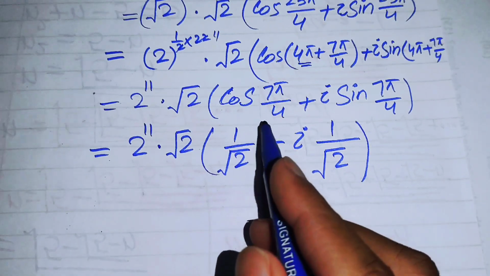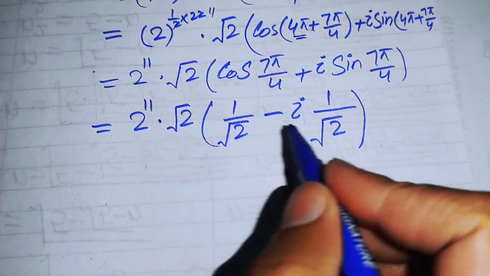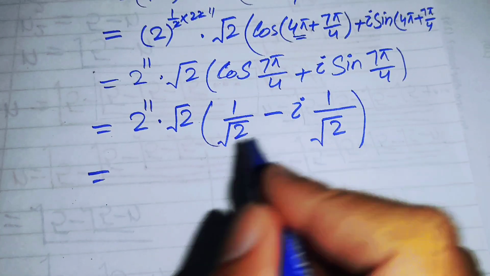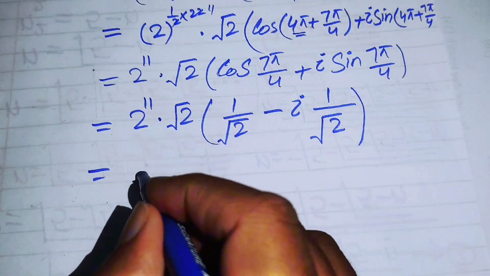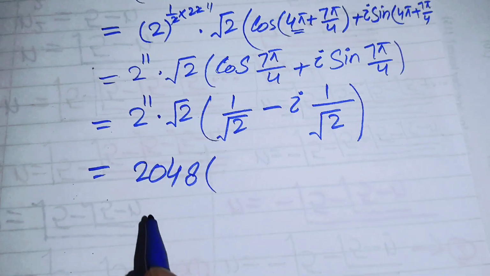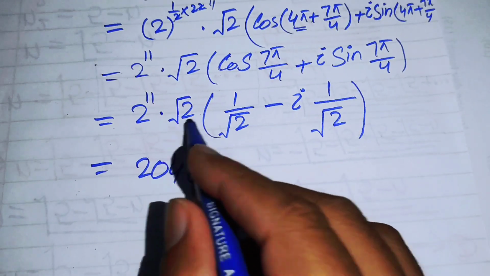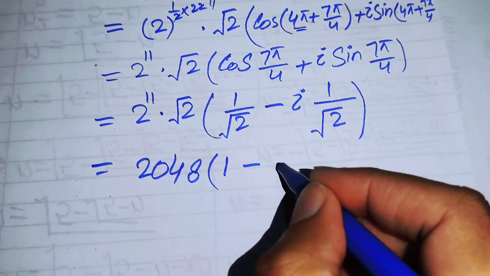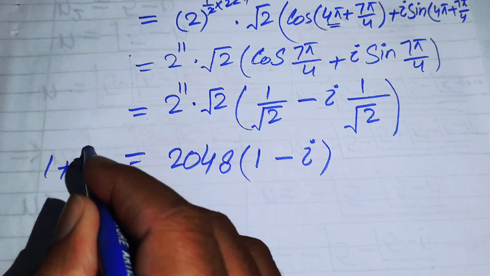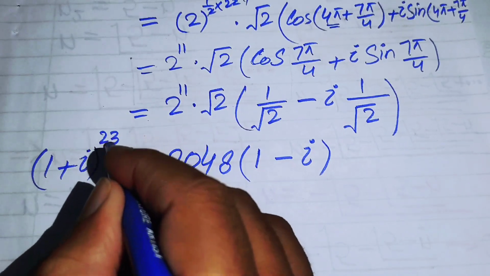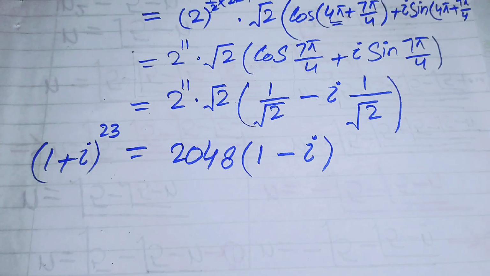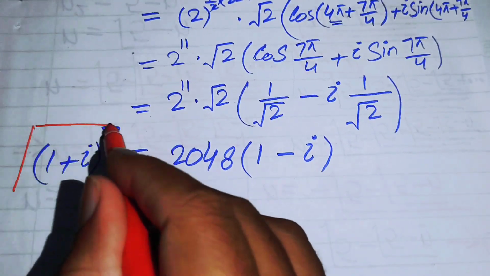So we can put the values of these two here, and now we multiply the square root of 2 on each of the sides. Here you have 2 to the power of 11, and it is equal to 2048. You can find the value of this by using the calculator, and when we multiply this here, you will get 1 minus iota. So in the left hand side we have 1 plus iota and its whole power 23. So this is our final answer of this problem.